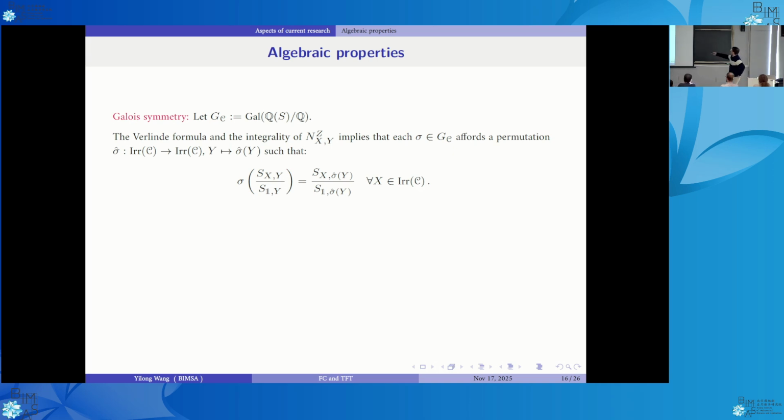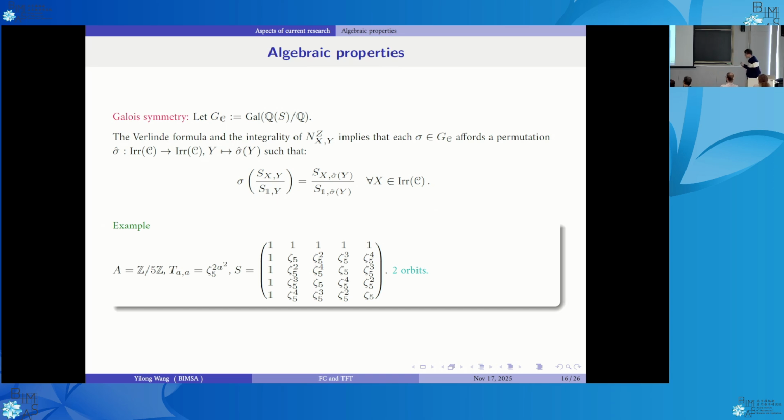So I look at the S matrix column associated to Y, and I can perform Galois conjugation on this column, and it will be permuted to another column. So that's what the Verlinde formula tells us. And that column corresponds to another simple object, because my S matrix columns are labeled by simple objects. Okay, so in this way I get a Galois action on simple objects, a permutation action.